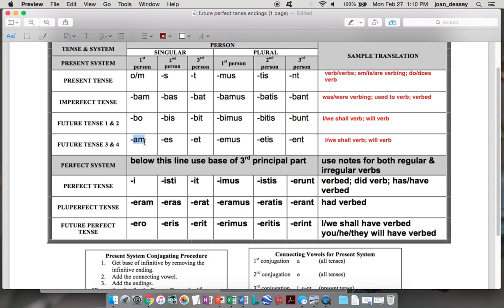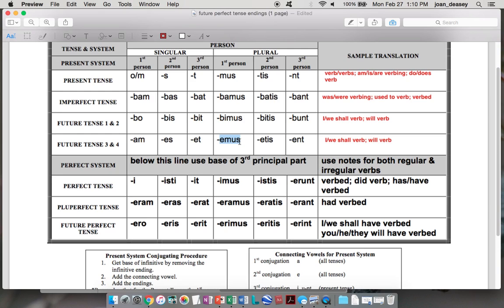We focused on that ending because it starts with an A, whereas all other endings start with the vowel E. And we remembered that by talking about our Amish Uncle Amos. So we can remember and recall that all other endings after begin with the letter E.